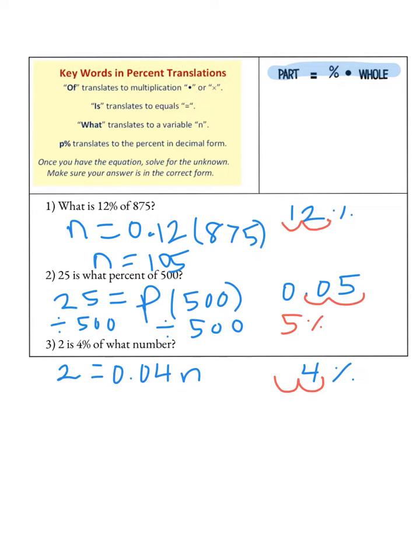So again, we're going to have to divide here because this is saying 0.04 times n. So I'm going to divide by 0.04, and I'm going to divide the other side by 0.04. So we're going to type in 2 divided by 0.04. And that's going to give us that 50 is our answer. So 50 is equal to n.